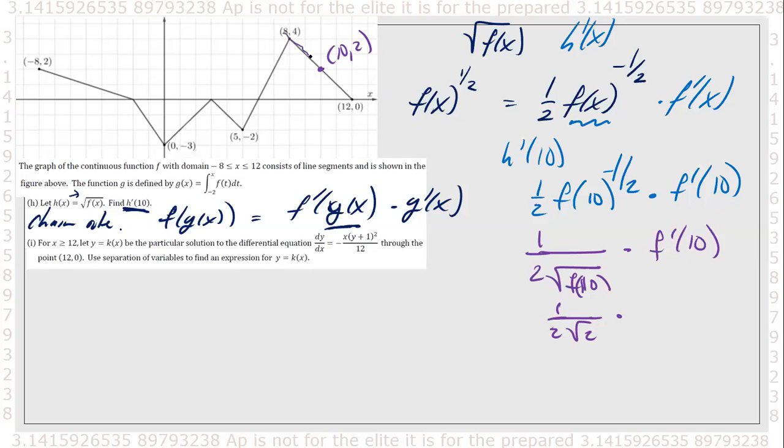So what is this derivative? What is this line right here? It appears that the tangent line to this is going to be rise negative 1, and then run 1, so times the negative 1 over 1. So all of this is negative 1 over 2 square root 2 as my h prime of 10.